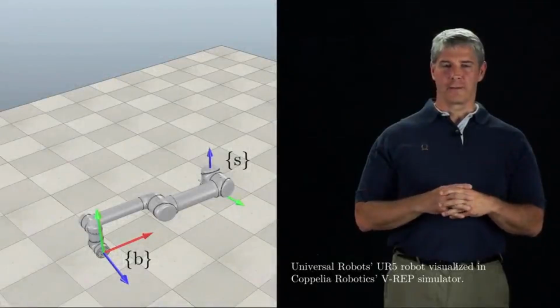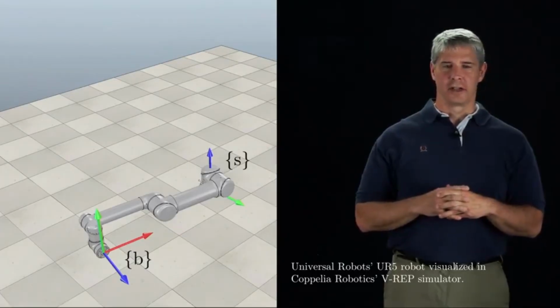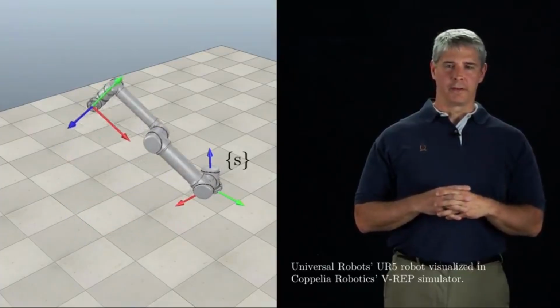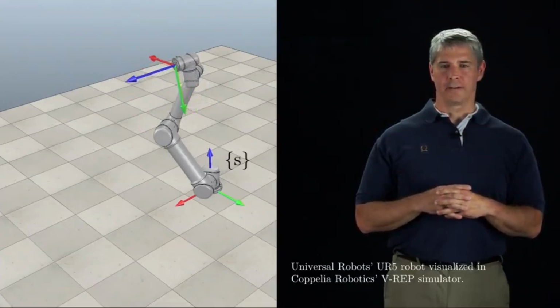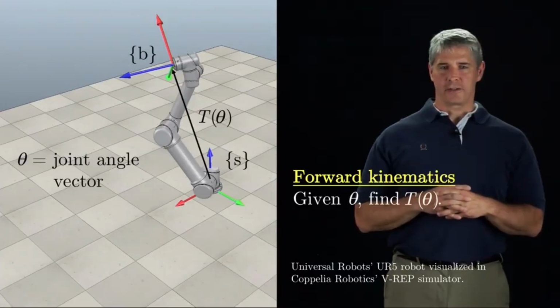Chapter 4 addresses the forward kinematics of open-chain robots, as illustrated in this video of a robot with 6 revolute joints. We define a frame S fixed in space, often at the base of the robot, and a frame B at the end effector of the robot arm. If we command the robot to move, the B frame moves. The forward kinematics problem is to find the configuration of the B frame relative to the S frame, given the vector of joint angles theta.